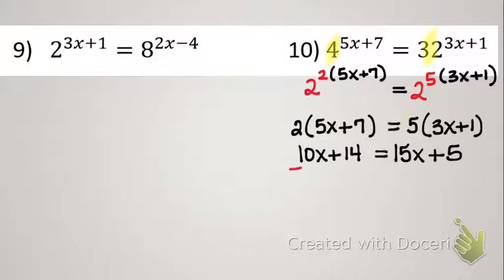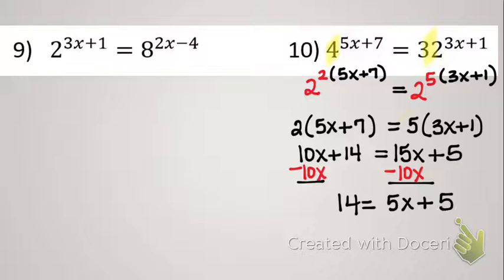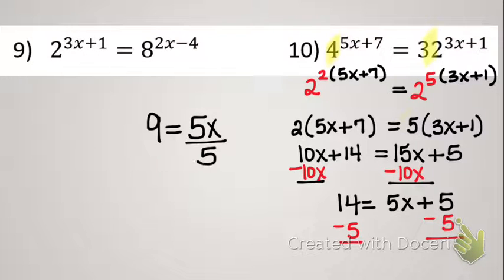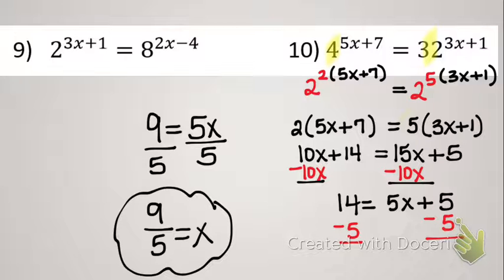I'm going to subtract the 10x. You could also subtract 15x. So that gives you 14 equals 5x plus 5. And then let's subtract the 5. And that is what? 9 equals 5x. Divide by 5. Who got 9/5 as their answer? If you did, we on the money, we good. Let's do a couple more.